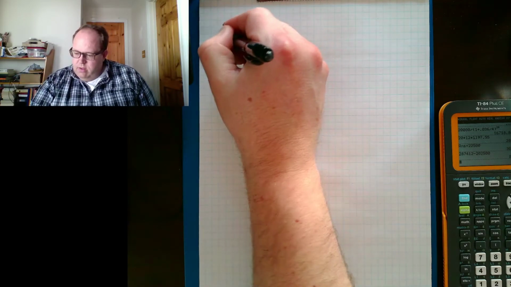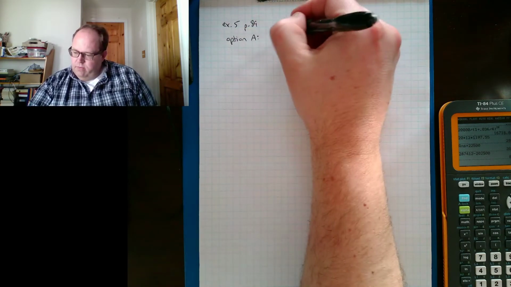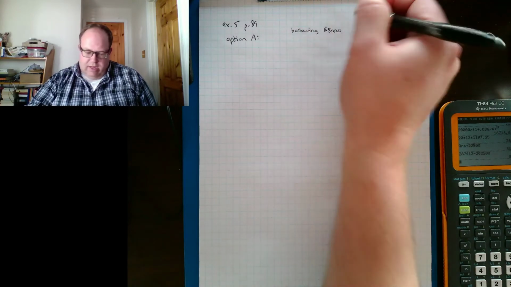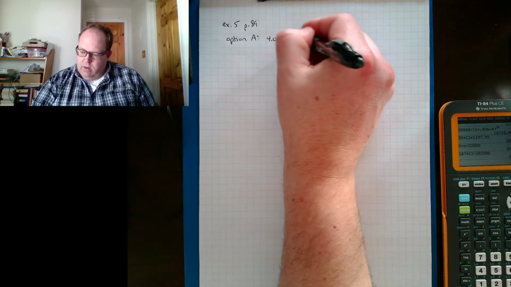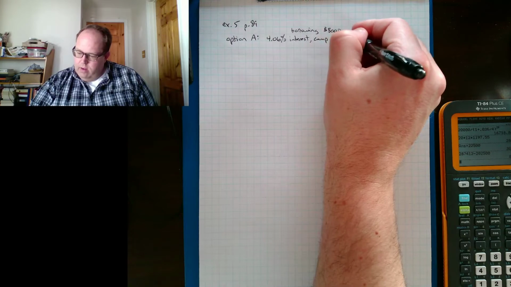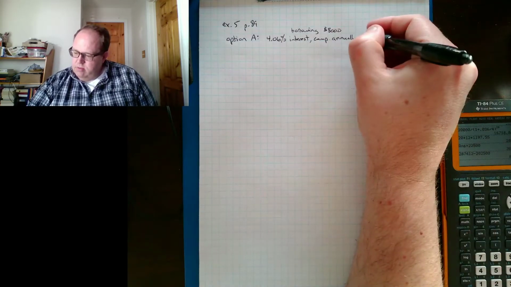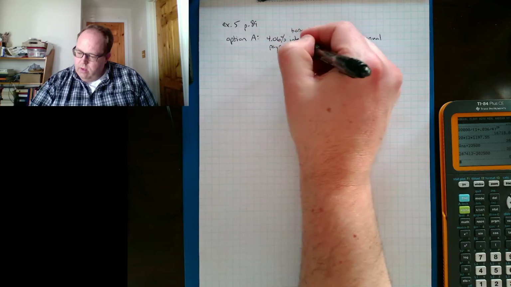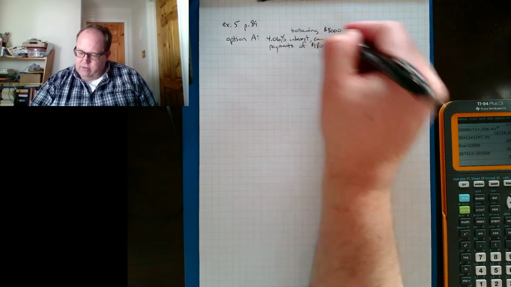And I'll list the big features of the 2 different options here. Option A, this is for borrowing $8,000. In option A, it's 4.06% interest, compounded annually, with annual payments of $1,805.